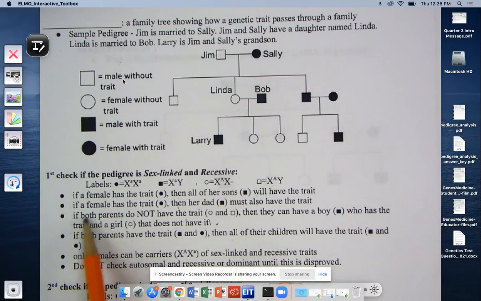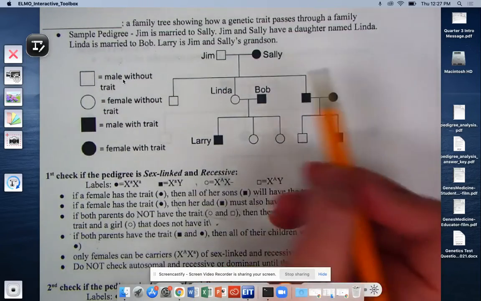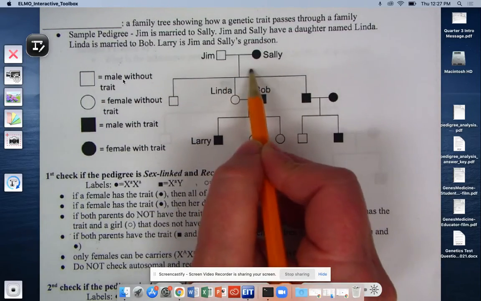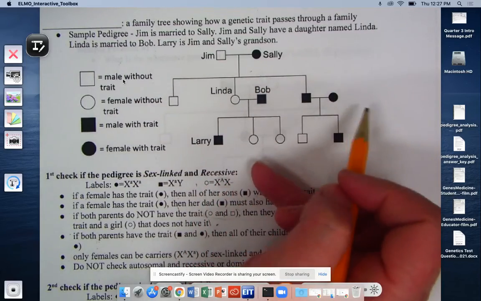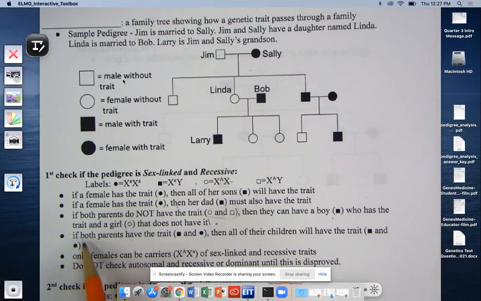Next one, if both parents do not have the trait, so they look like this, then they can have a boy who has it and a girl that doesn't have it. So a girl cannot have it if both parents do not have it. All right, so we don't have that example up here, right? There is no both parents not having the trait. So this is like a NA. It's not a yes or a no because we don't have that example. So then we move on to the next one.